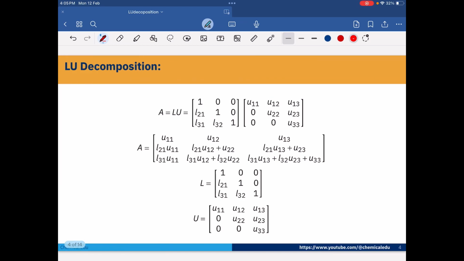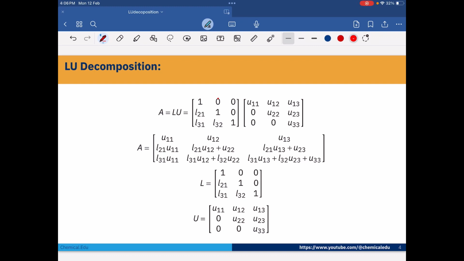Now first, what we have to do here is decompose the matrix A into LU form. What is L and U? L is the lower triangular matrix, U is the upper triangular matrix. So we can write the lower triangular matrix with diagonal elements all 1, and L21, L31, L32, and the rest of the elements are 0. And the upper triangular matrix has U11, U12, U13, U22, U23, U33, and here U21, U31 and U32, all other elements are 0.